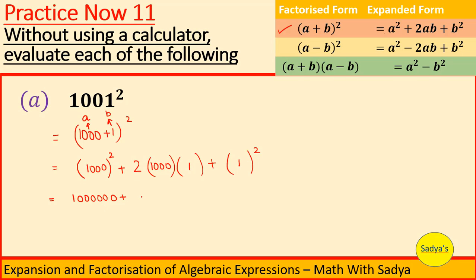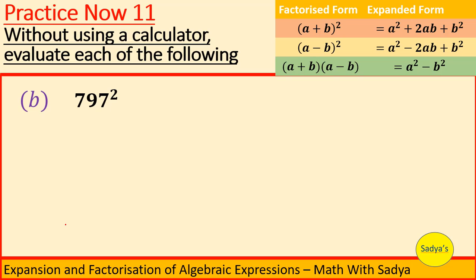Plus 2 into 1000 is 2000. And 1 squared is 1. Now add the three numbers together: 1,000,000 plus 2,000 plus 1, which is 1,002,001. So this is the value of 1001 squared without using the calculator and by using the identity. Let's do another one. We have 797 squared. We can write 797 as 800 minus 3, squared.